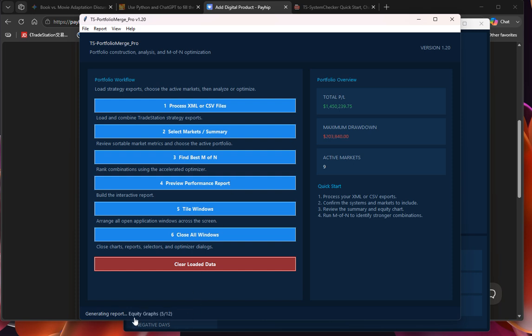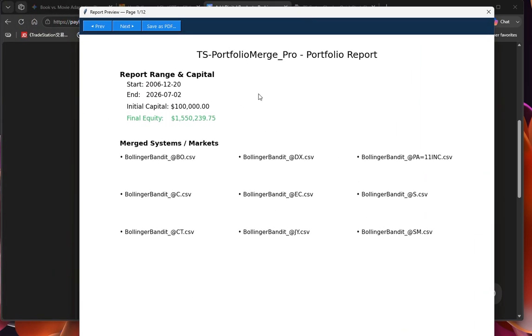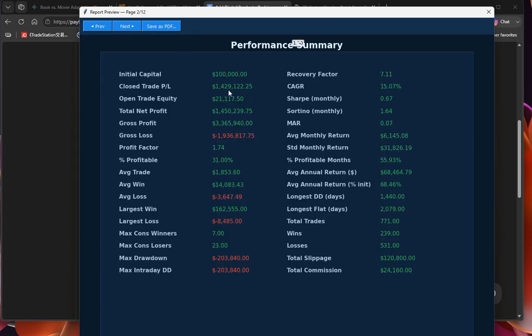It's building the report. And I just want you to look at these interesting tidbits of information that come with the TS Portfolio Merge Pro. There's our 9 markets: bean oil, corn, cotton, dollar, euro, yen, soy meal, beans, and palladium. There's our 1.5 million approximately, and our total max drawdown was 203,000 on a smaller account. You can't trade that. There are only 9 markets, but the synergy didn't fit as well as we'd hoped, because we'd like to see this number stay at this level, but we'd want this number to be much lower.